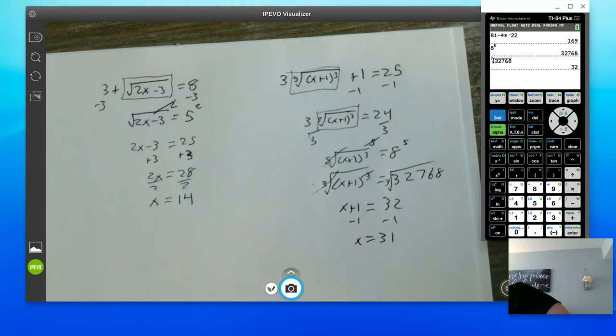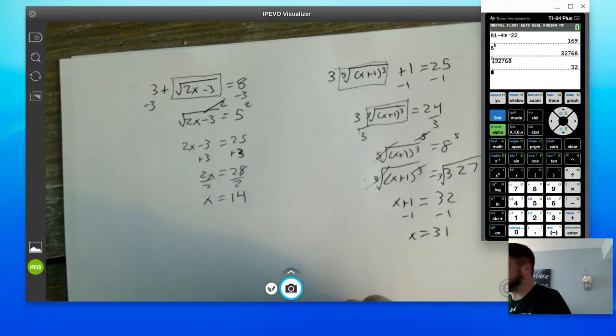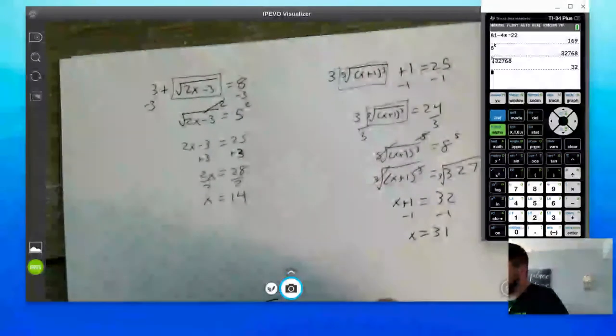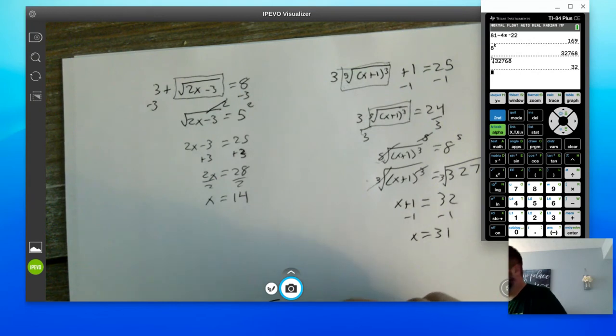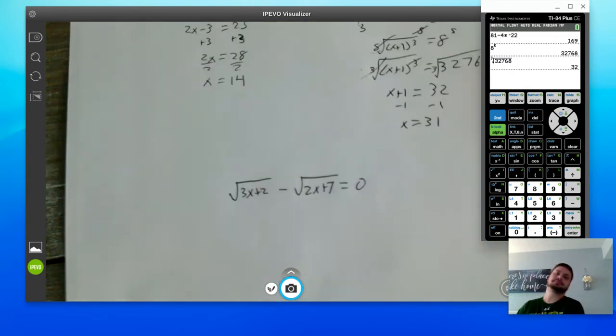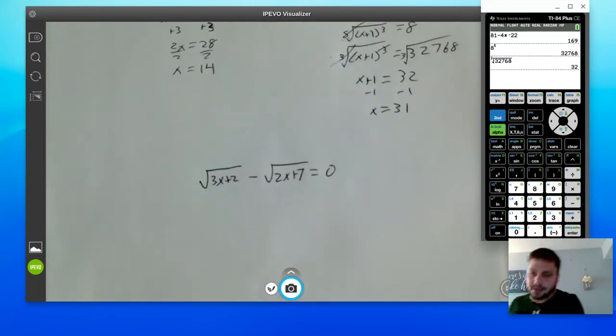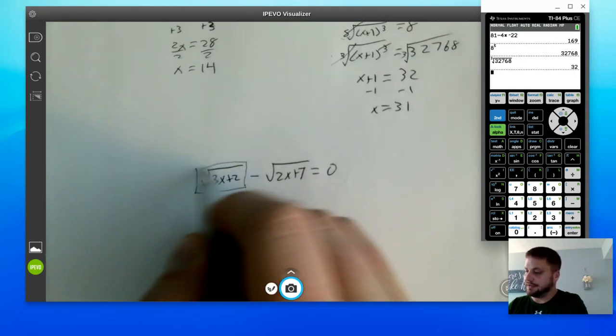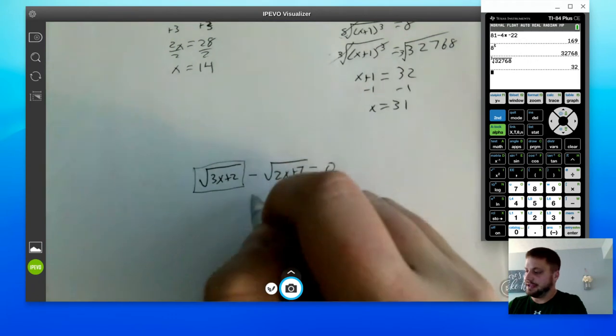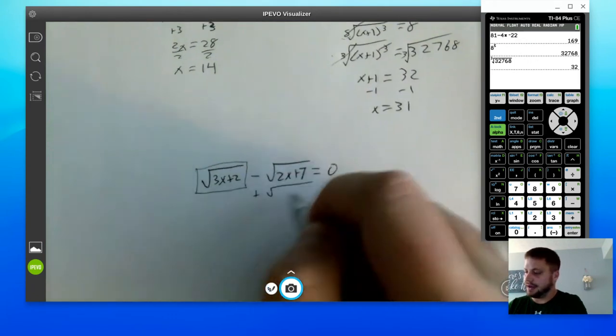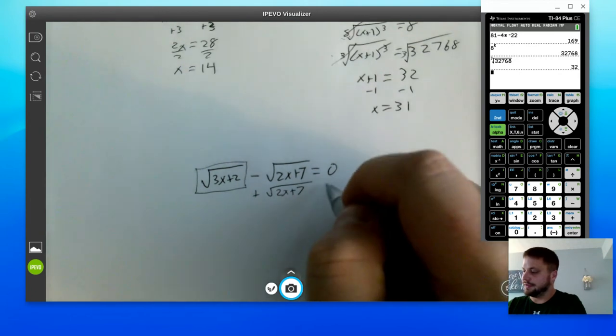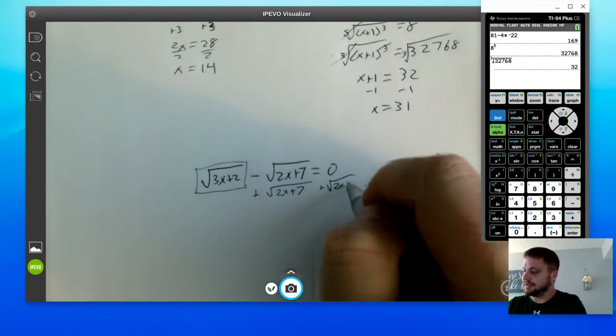Let's see. I think that I've got one other type like that I want to show you. Yep, right here. I got the square root of 3x plus 2 minus the square root of 2x plus 7 equals 0. That's my problem here. Now, I'm going to follow the process and the strategies that I've been talking to you about, which is get the square root by itself. Okay? And whichever way you think about it, my mind is thinking that I want to get this one by itself. So in order to get that by itself, since it's minus, I'm doing the opposite. I want to plus the square root of 2x plus 7 to the other side.